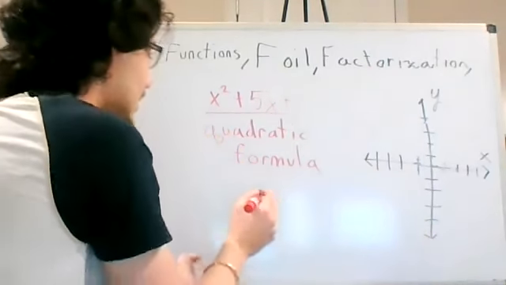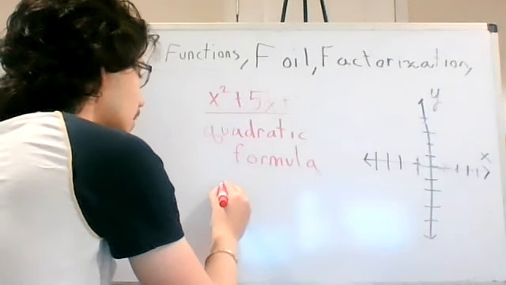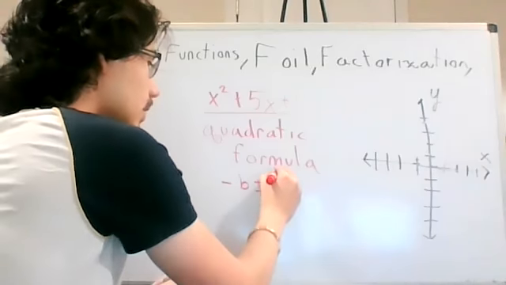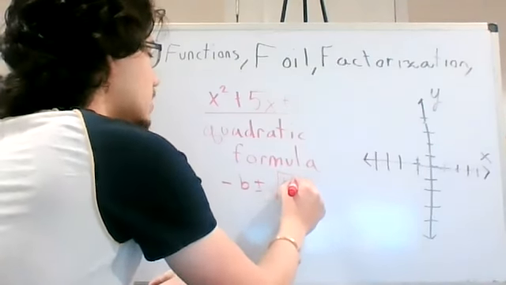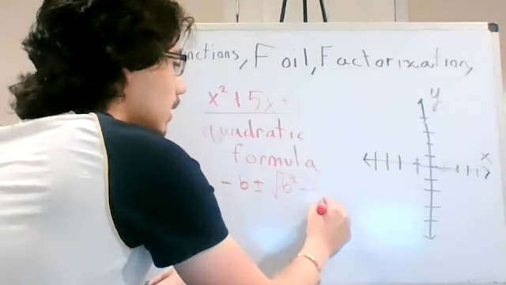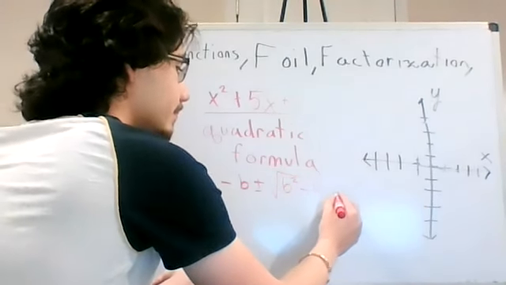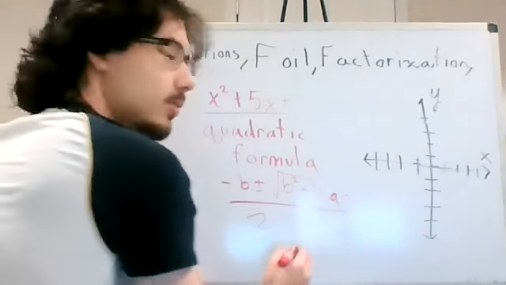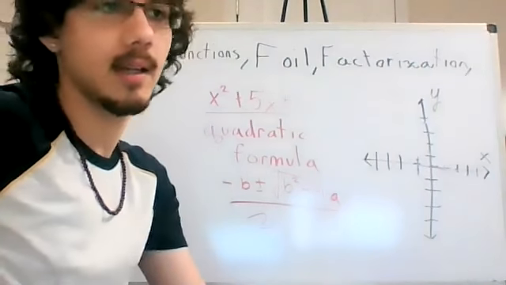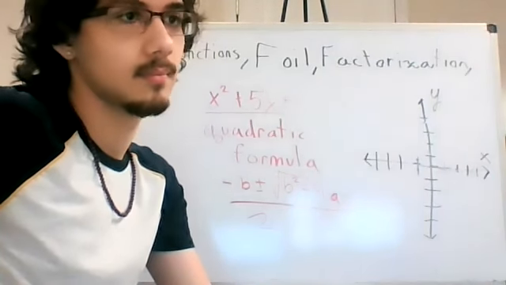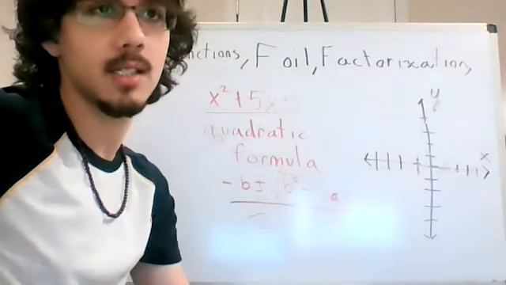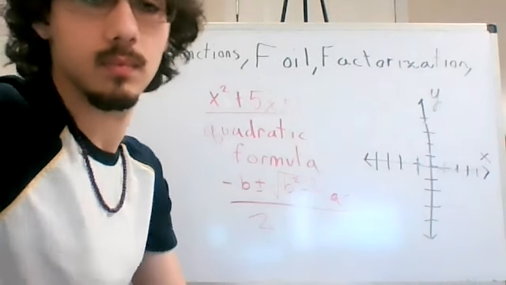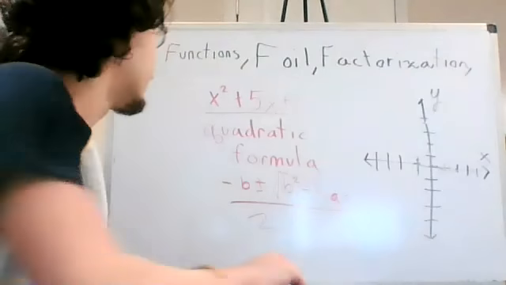The quadratic formula is minus b plus minus the square root of b squared minus 4ac over 2c. No, 2c. I think it's 2a. Let me check. Just making sure that I don't teach you the wrong thing. Yeah, it's 2a.